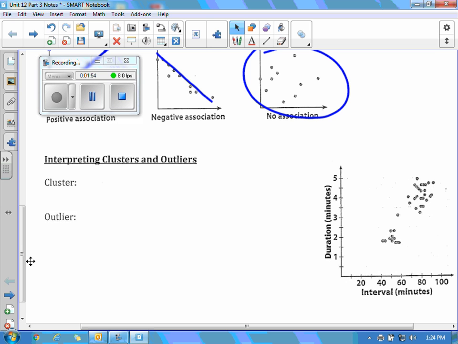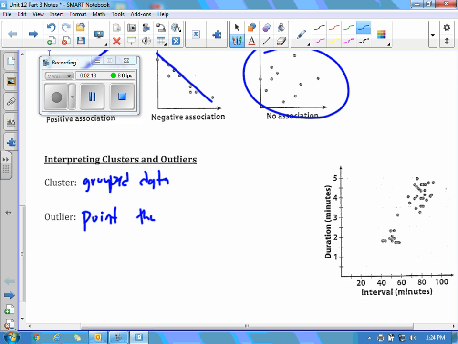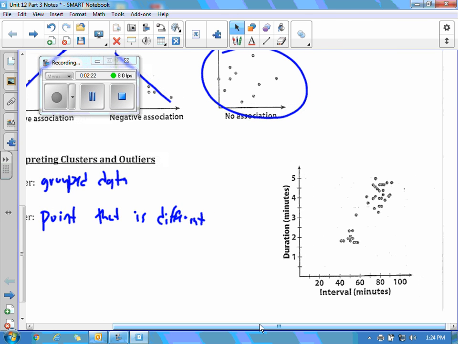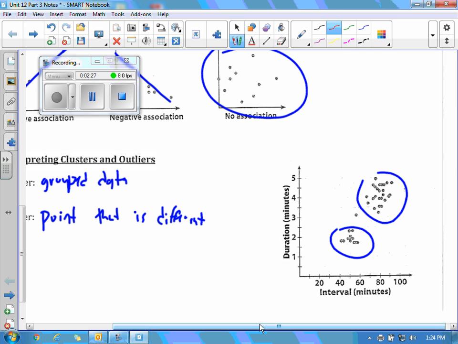Two more things we need to talk about are clusters and outliers. A cluster is a set of grouped data. So if you see a bunch of points close to each other, that would be a cluster. And an outlier is a point that's different from all the rest. And when they say different, they mean very different. So if you look at our example over here, we've got a cluster right here, we've got a cluster right here, and this one point right here would be the outlier. So we have two different clusters.